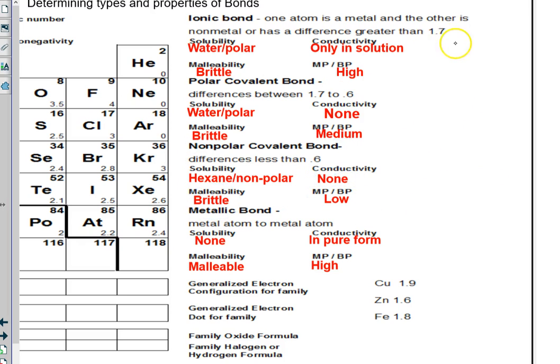For the ones that were ionic, they dissolve in water. They will not conduct in pure form. They only conduct in solution. They're brittle and high. So answer those few questions at the end, and hopefully you are successful.